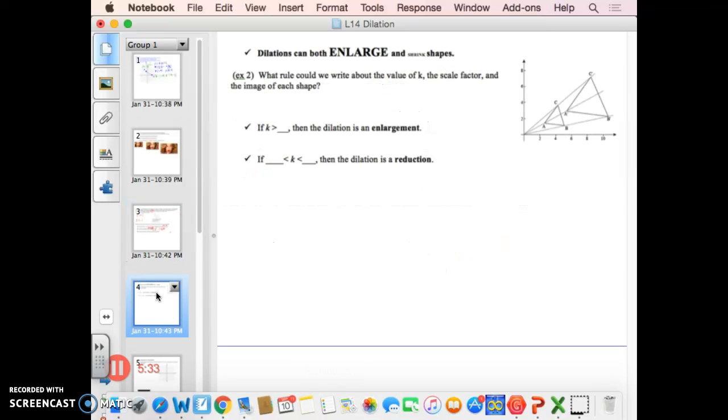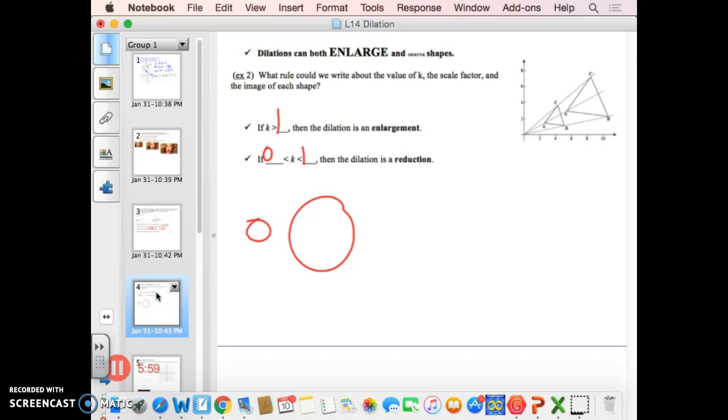So a dilation can either enlarge or shrink a shape. And what we say about k, the scale factor, is what I just told you. If k is greater than 1, then we call it an enlargement. That means you're taking a small shape and making it larger. If k is between 0 and 1, then it's a reduction.